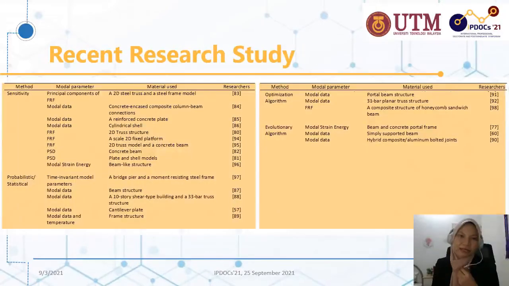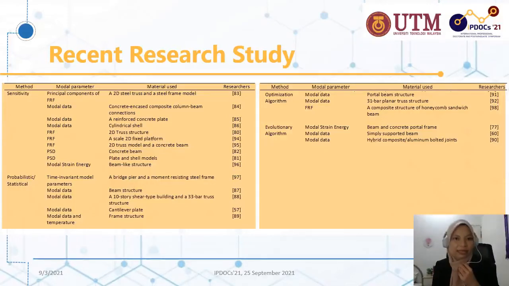This table summarizes the measured parameter used in recent research studies, complete with the model updating method used for each case studies. Researchers number 57, 60, 84 until 92 employed modal data for their case study. In contrast, researchers number 80, 94 and 95 have further developed FRF data for 2D structures. Meanwhile, researchers number 81 and 82 developed a sensitivity-based damage detection method using power spectral density. This approach had been tested for concrete beam, plate and shell models.